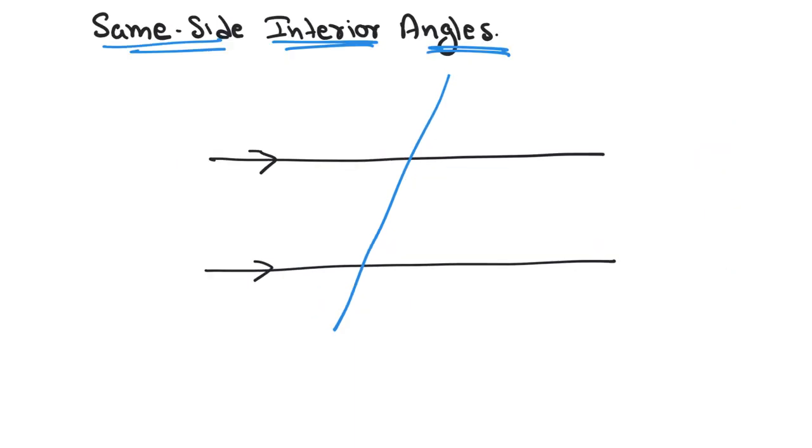Let us understand same side interior angles. When two parallel lines are cut by a transversal, what are same side interior angles, or where are they basically? This angle and this angle are called same side interior angles, or they are also called co-interior angles.